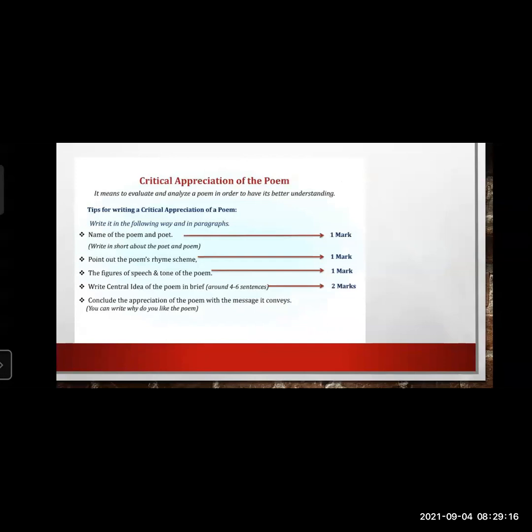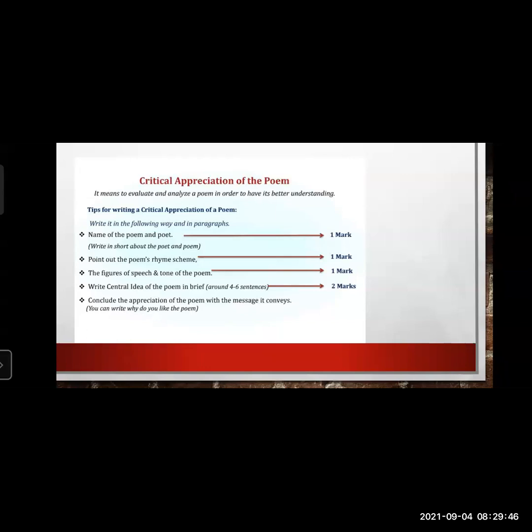Then the second one is to point out the poem's rhyme scheme. For the rhyme scheme, we will get 1 mark. Secondly, for the figure of speech, meaning the tone or the poetic devices which are used in the poem, just as we have seen, we will get 1 mark. And for the theme or central idea which is explained in depth in the poem, you will get 2 marks. And conclude the appreciation of the poem with the message it conveys.